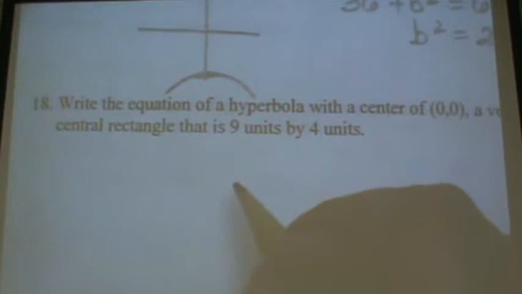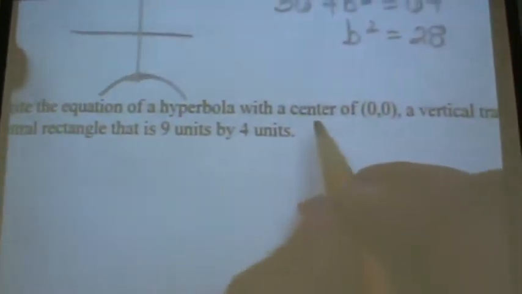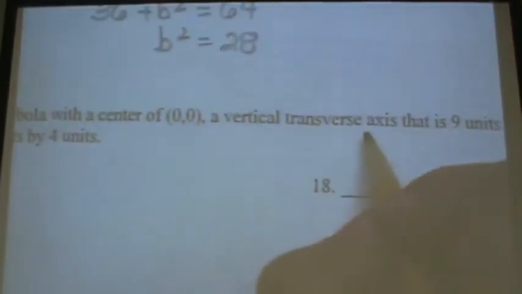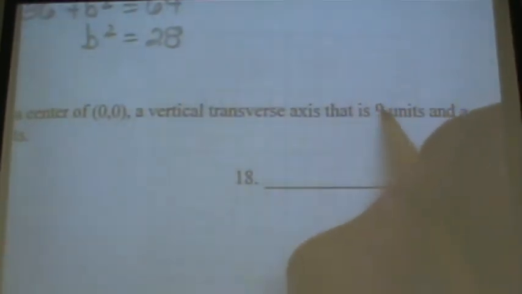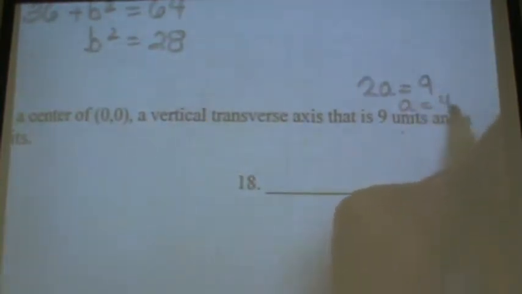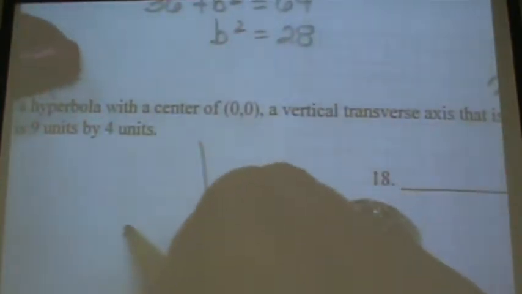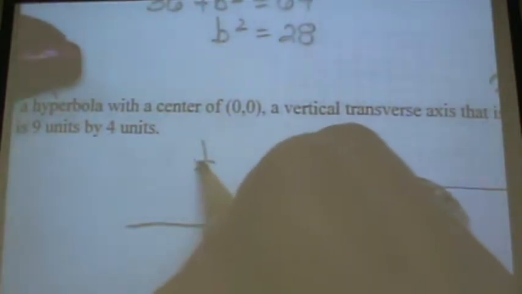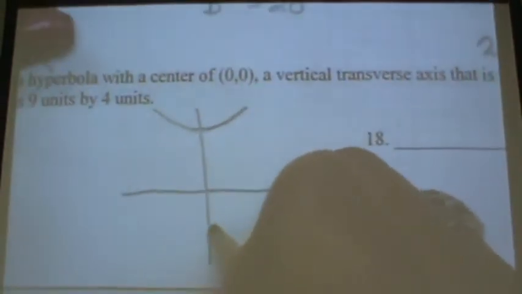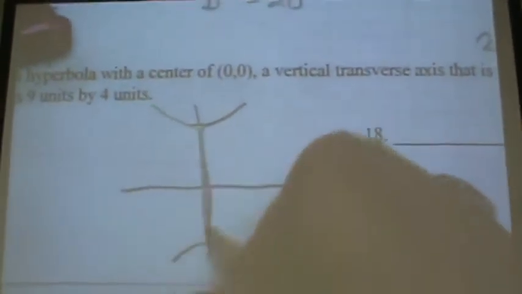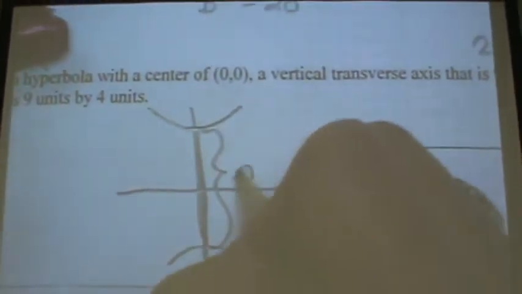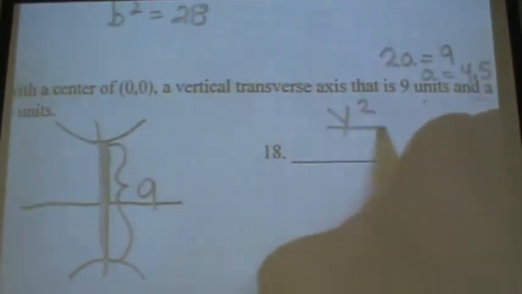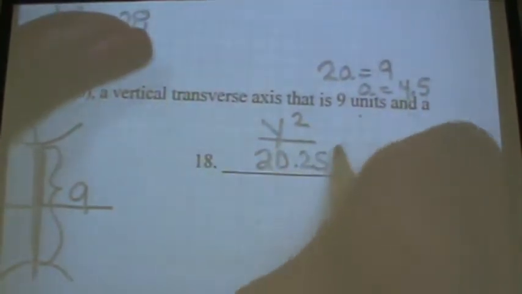Okay, the next one, last one for hyperbola. Write the equation of a hyperbola with the center at 0, 0, a vertical transverse axis that's 9 units. Well, if 2a is 9, what's a? 4.5. So it's saying that you're going 4.5 this way and 4.5 this way. This whole thing is 9. From here to here is 9 units. So half of it is 4.5, so it's going to be another y squared. Now, how are you going to square 4.5? Use your calculator, you get 2.25.